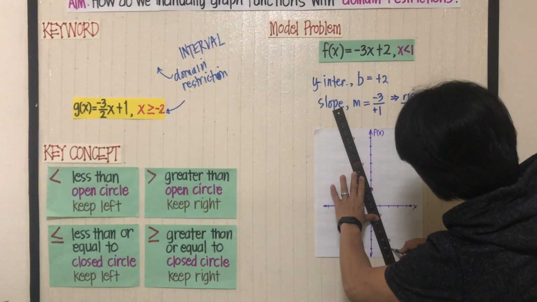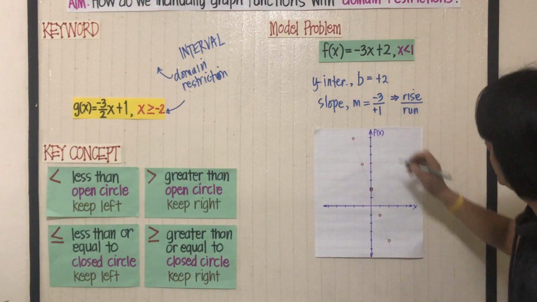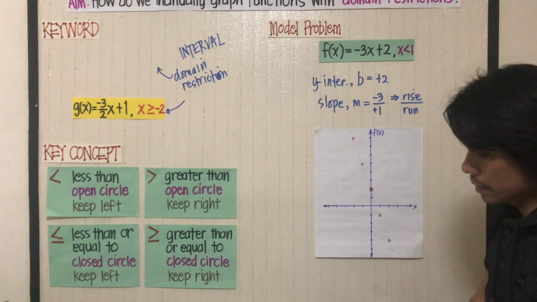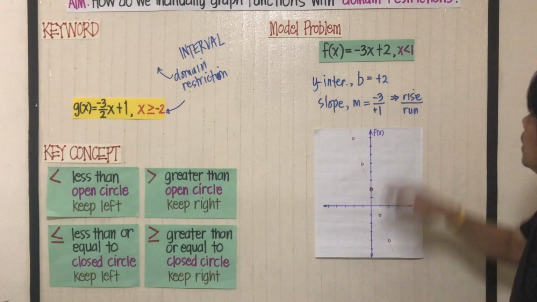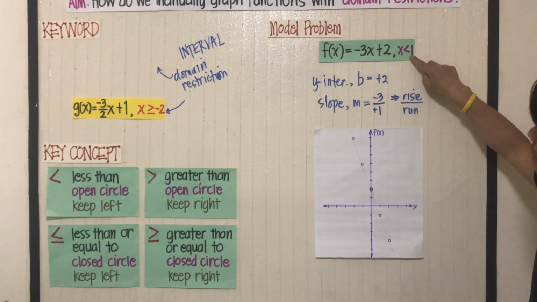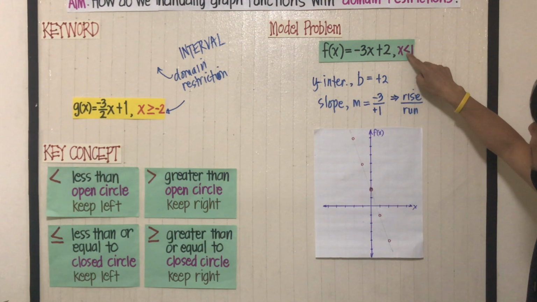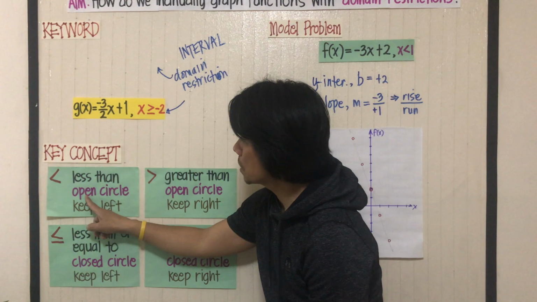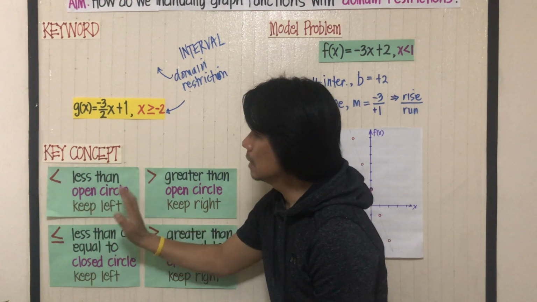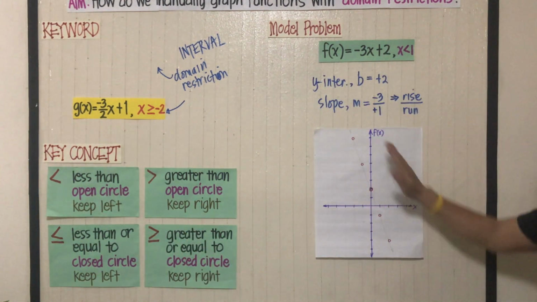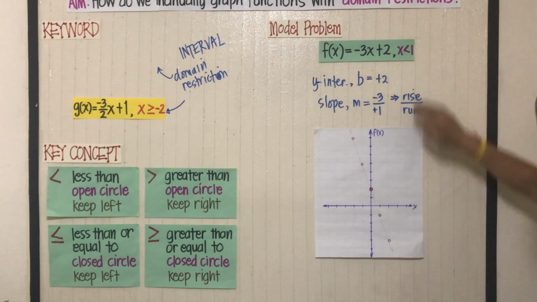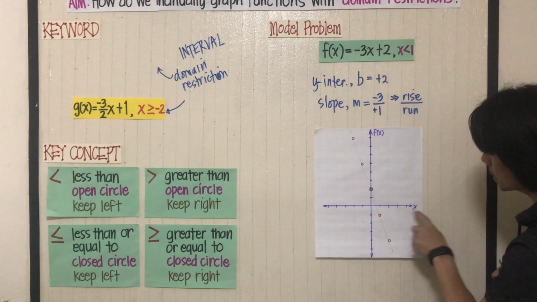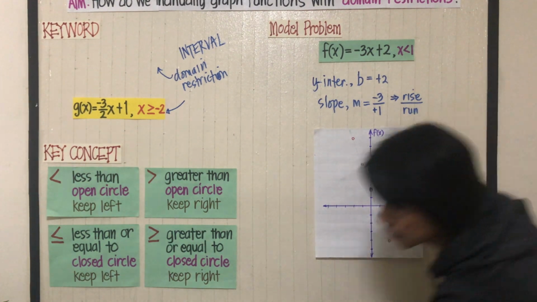So that is the straight line. Alright, let's put the arrow there. And then, since there is a restriction here, it says x is less than 1. So if it is less than 1, it's an open circle, and we keep the left part of the graph. But from where? From where x is positive 1. If this is the x-axis, positive 1 is right here.